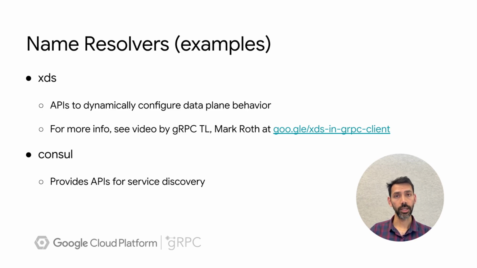The first one is XDS. XDS provides a set of APIs designed to dynamically configure the behavior of data plane software. Originally developed for the Envoy proxy, XDS is expanding to become a more general-purpose configuration standard for various data plane components, including gRPC. gRPC offers a custom name resolver compatible with XDS APIs. For more information on XDS support in gRPC, please refer to a video by gRPC maintainer Mark Roth, linked in the description below. The next one is Consul.